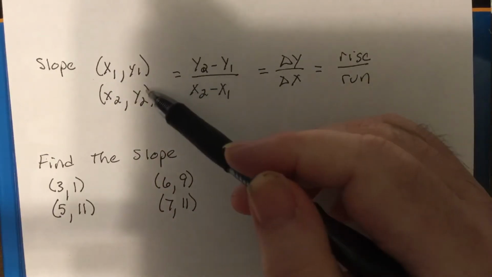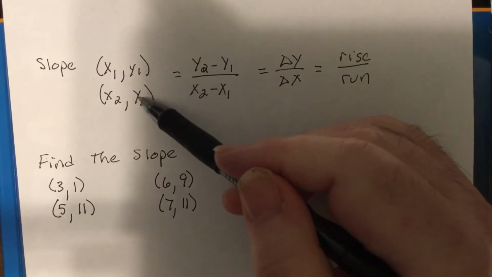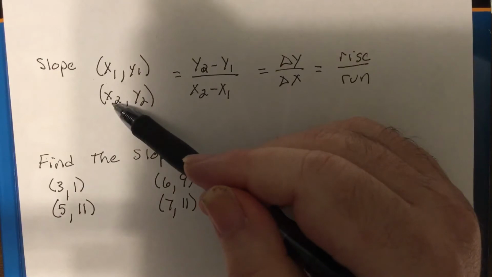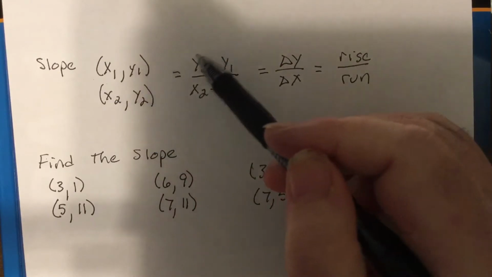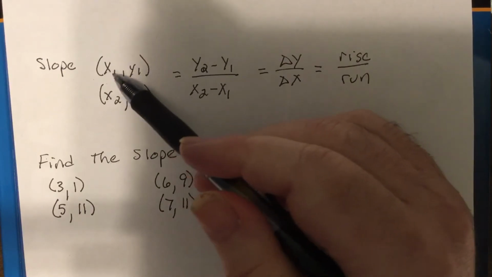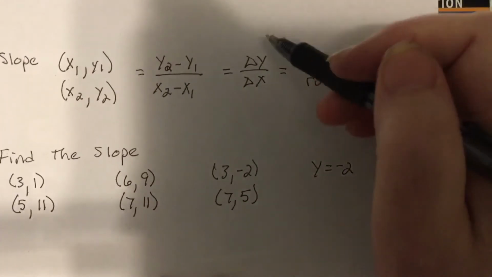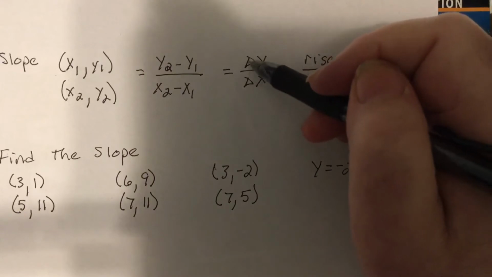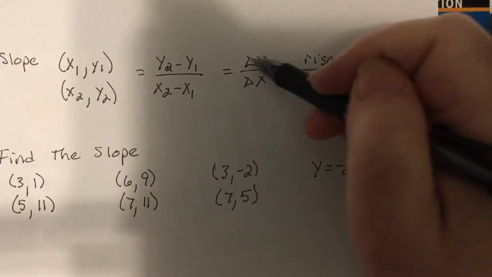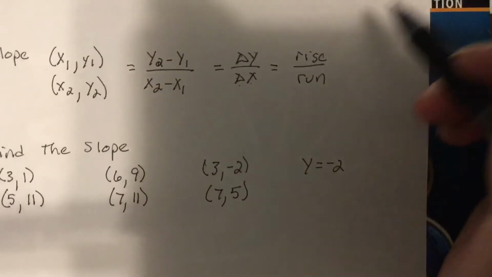Now, you always have to start with the same ordered pair. So if I start with this y on top, I have to start with this x on the bottom. Now, I could start with this y on top and go with y minus this y, but then I got to start with this x. Now, in physics, they use a Greek letter delta, and it's delta y over delta x. Change in y over change in x.